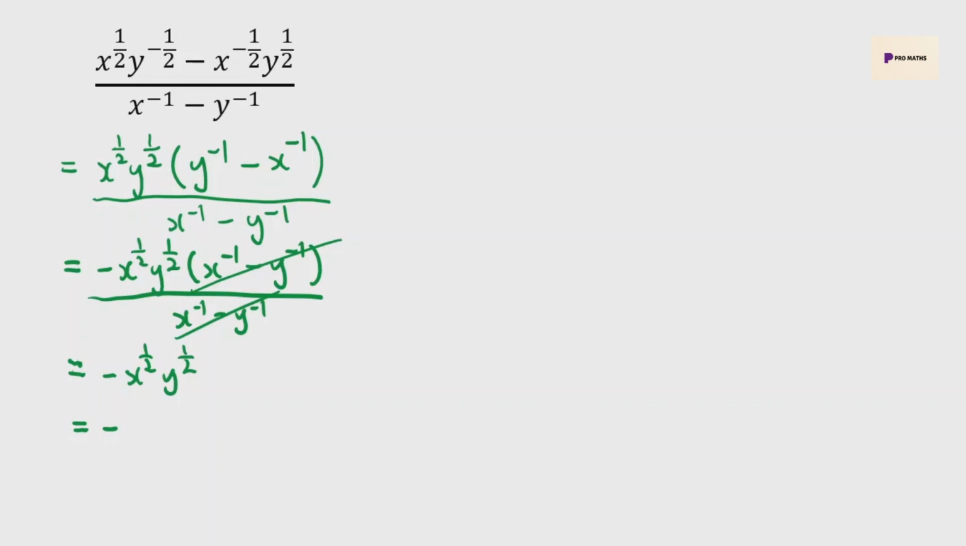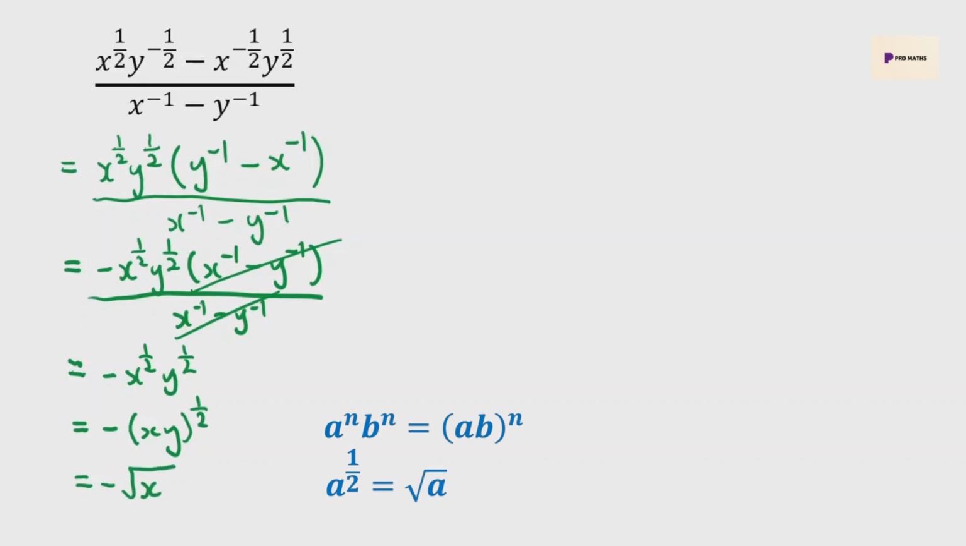Now since both x and y are being taken to the power of a half, we can use our index laws to do this. So negative xy all to the half, and then that lets us write this as negative root xy, and that is this expression simplified.